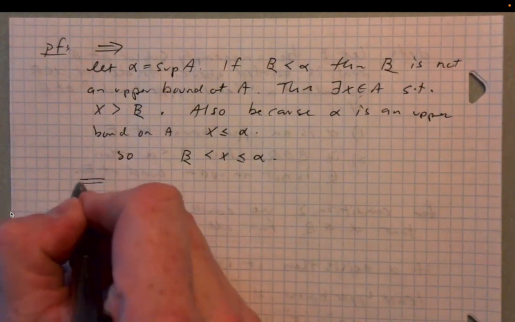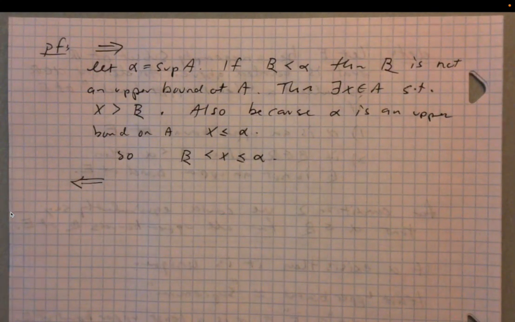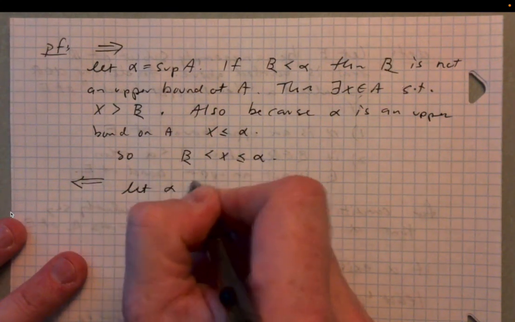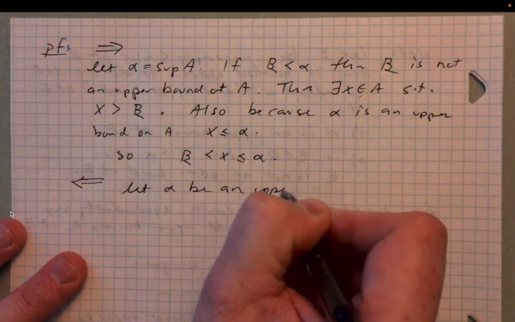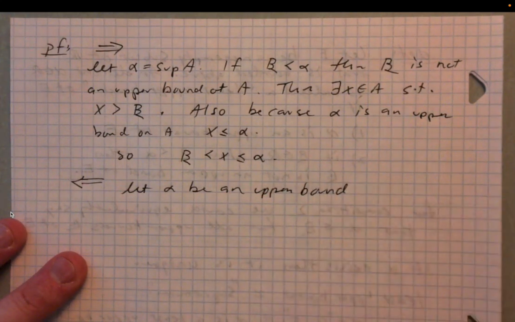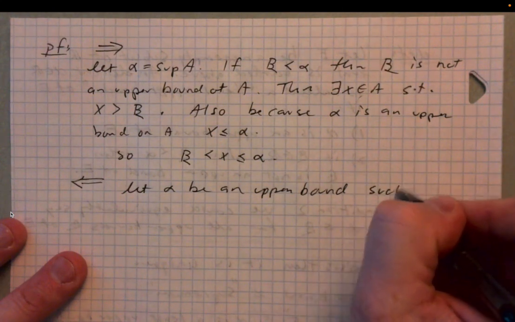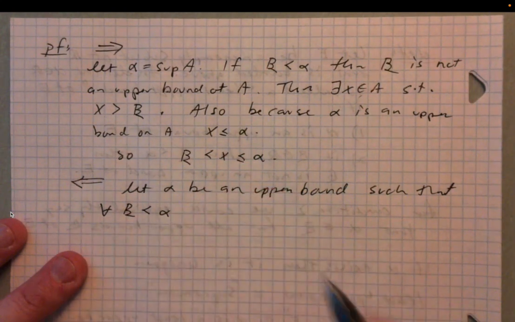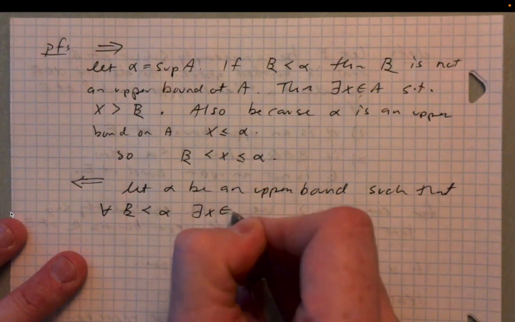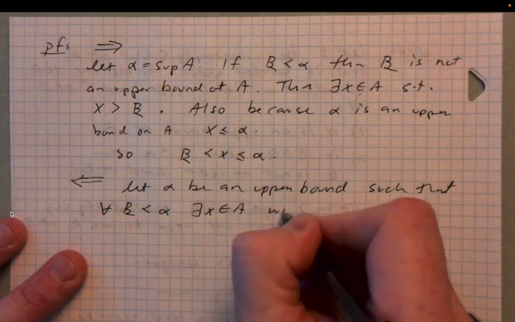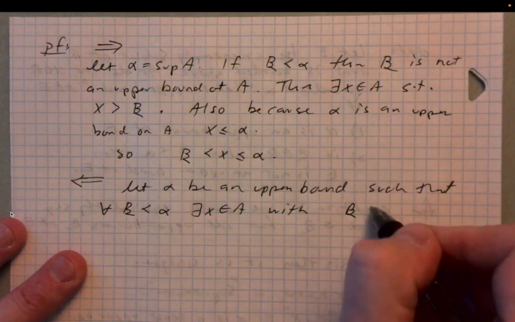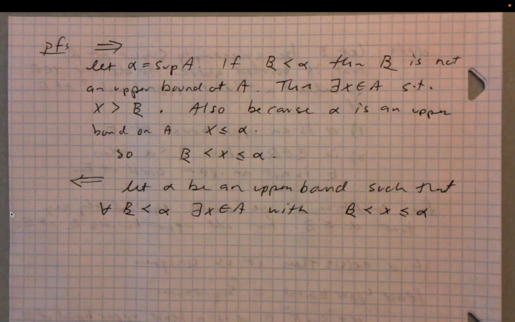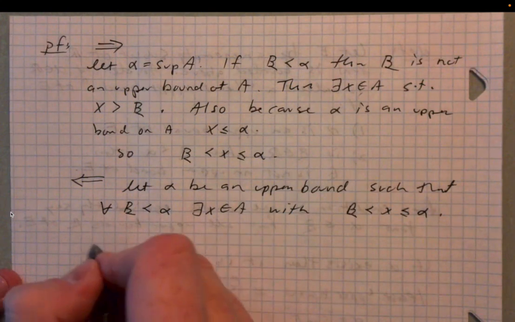What about the other direction? Okay, so for the other direction, let's let alpha be an upper bound such that for all beta less than alpha, there exists an X in A with beta less than X less than or equal to alpha. Okay, so then what can we say?